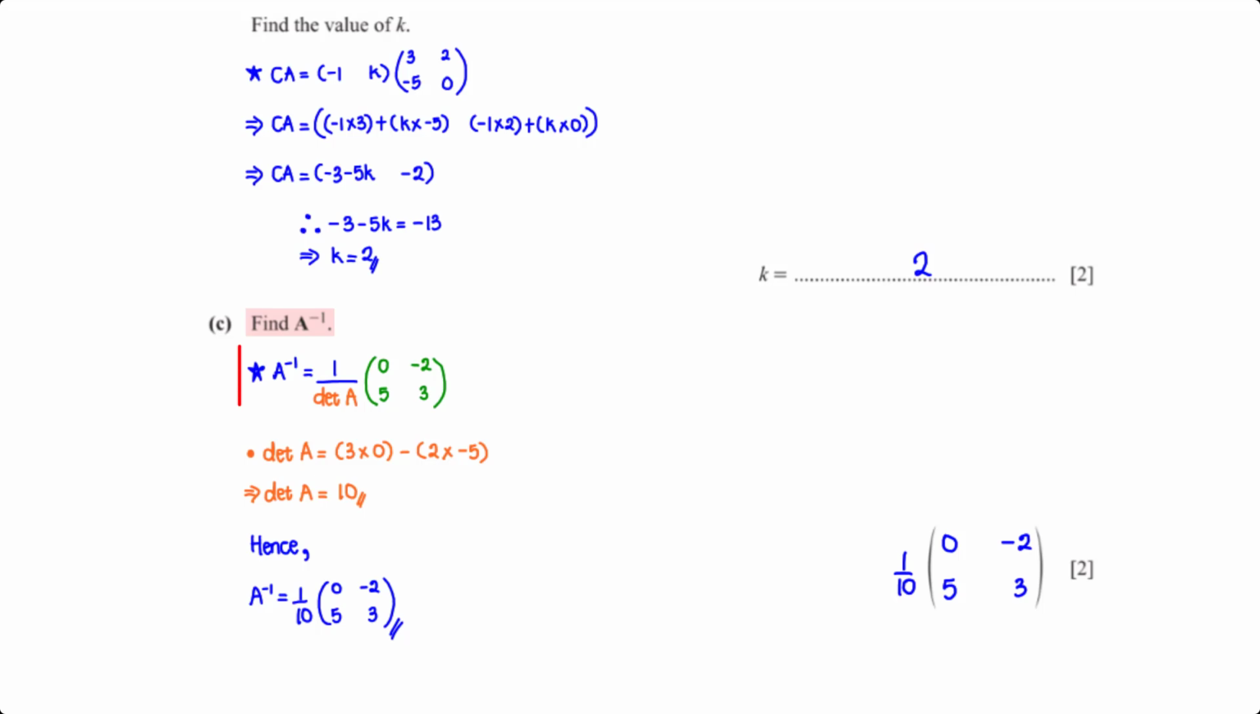Find A inverse. The inverse of matrix A is equal to 1 divided by the determinant of matrix A times this matrix. To get this matrix, we swap the numbers in the major diagonal of matrix A and negate the numbers in the minor diagonal. To get the determinant of matrix A, we subtract the product of the minor diagonal, which is 2 times negative 5, from the product of the major diagonal, which is 3 times 0. This gives us 10. So we have 1 over 10 times 0, 5, negative 2, 3.